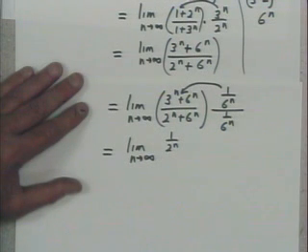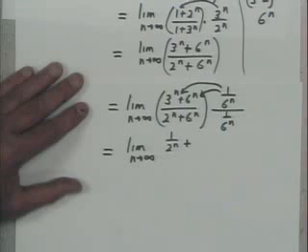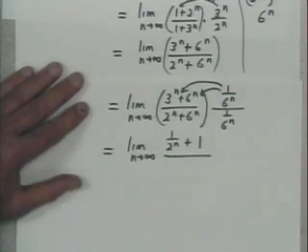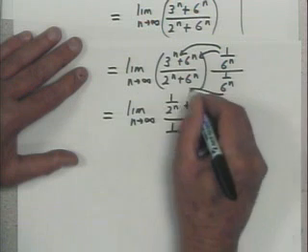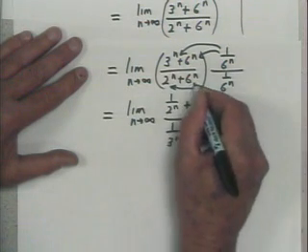Isn't it? Plus, what's this? 6 to the nth times 1 over 6 to the nth. Okay, what about the denominator? Yeah, when you distribute that one, 1 over 3 to the nth plus, and then you do that one.